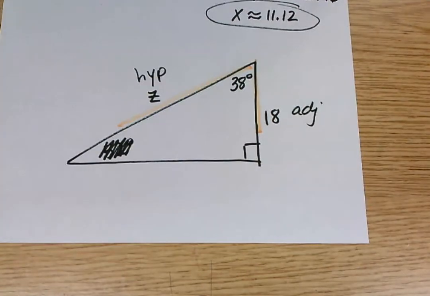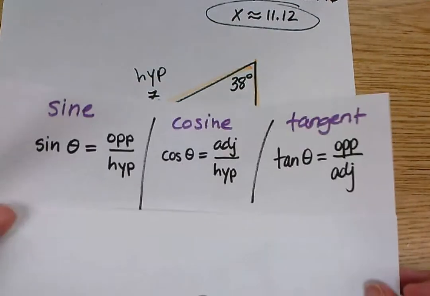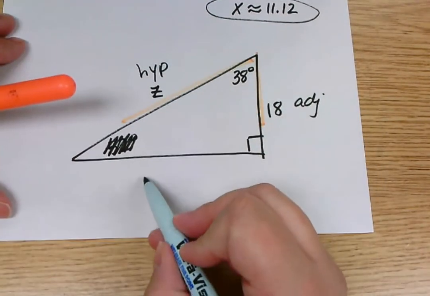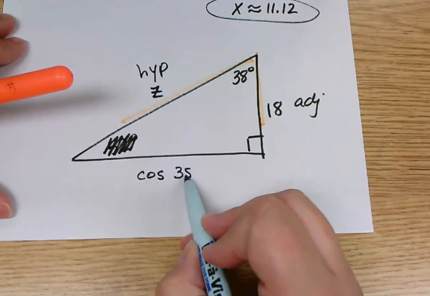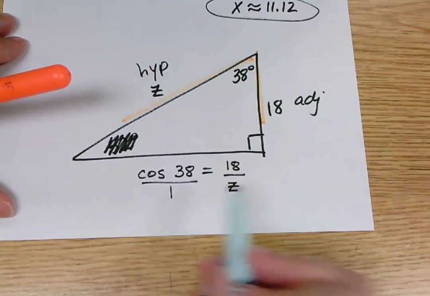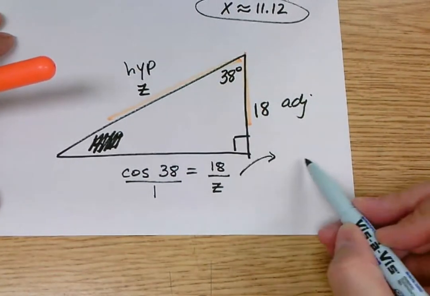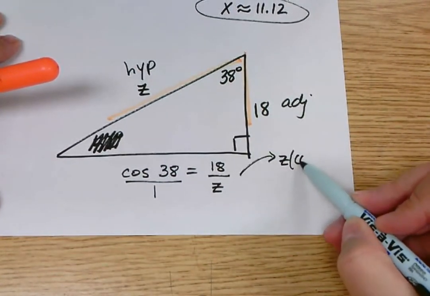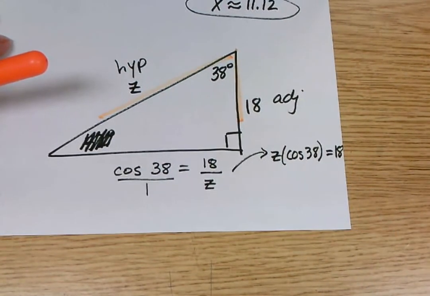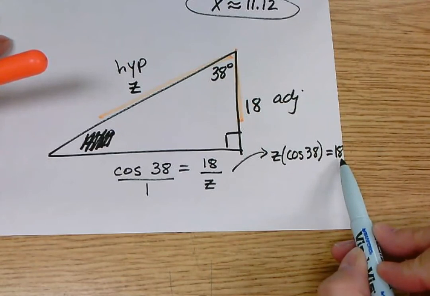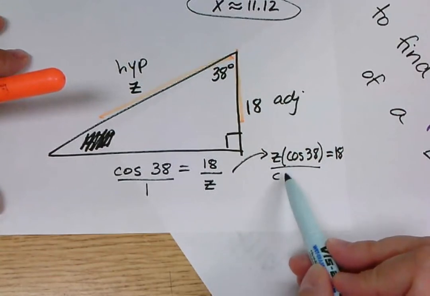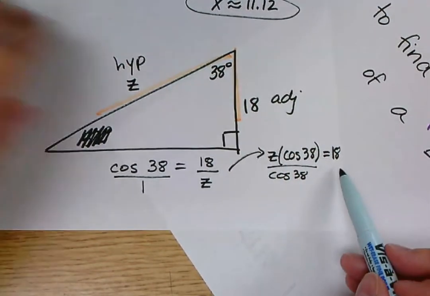So that tells me I need to use cosine, because adjacent and hypotenuse are cosine. So cosine of 38 equals adjacent over hypotenuse. Now I'm going to cross multiply. I'll come over here. And I get z times cosine 38 equals 18 times 1. 18 times 1 is 18. Now I need to divide both sides by cosine 38 to get z alone.